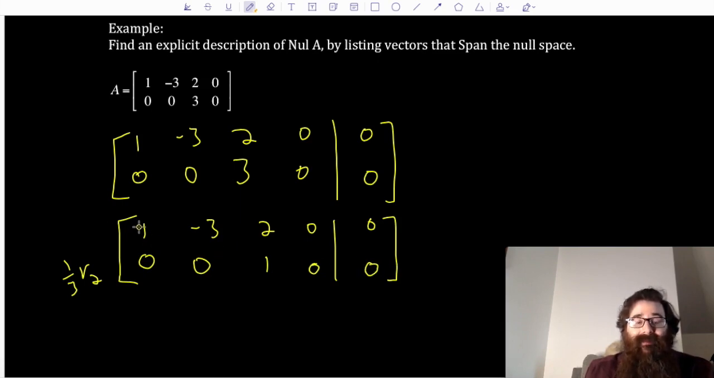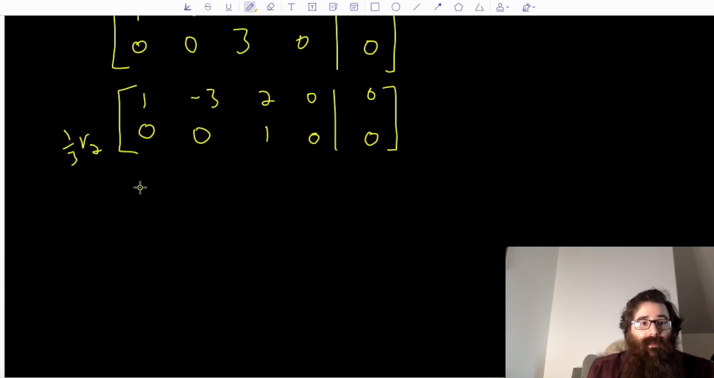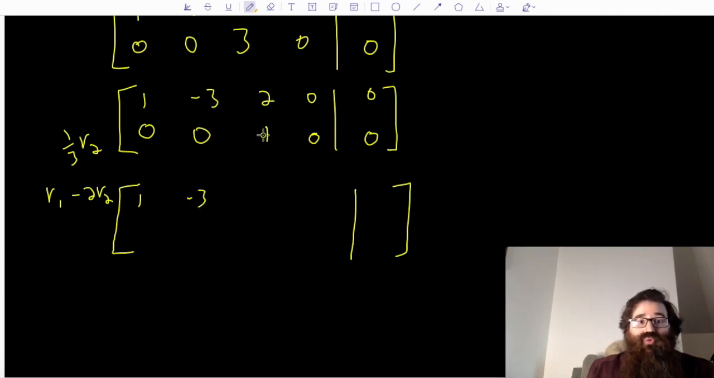And looking at my leading entries, thinking about pivot columns, that looks really good. Second row, well, I got to get rid of that 2 above my leading 1. So I should get rid of this 2, which means I want an operation in row 1. And to get rid of it, there's just that one operation that I'm considering, replacing row 1 with row 1 minus 2 times row 2. So 1 minus 2 times 0 gives me 1. -3 minus 2 times 0 gives me -3. 2 minus 2 times 1 gives me that 0 that I wanted. 0 minus 2 times 0 gives me 0, and then again in the augmented entry. And I can rewrite row 2.